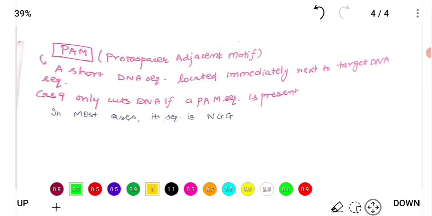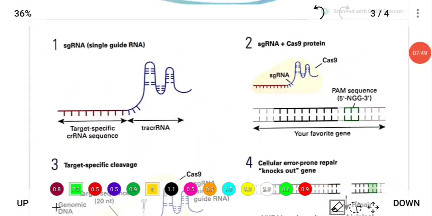How will you know where you need to cut? Whatever your target sequence is, the PAM site will be right next to it. So Cas9 only cuts the DNA if the PAM sequence is there. And in most cases this sequence is NGG. Here N can be any nucleotide and G is the guanine.